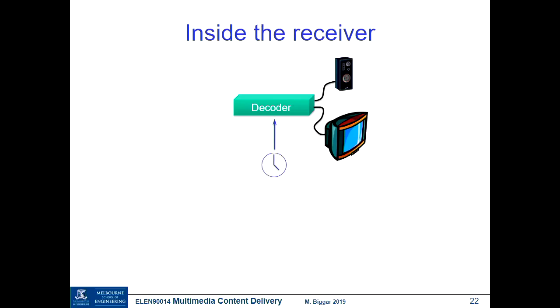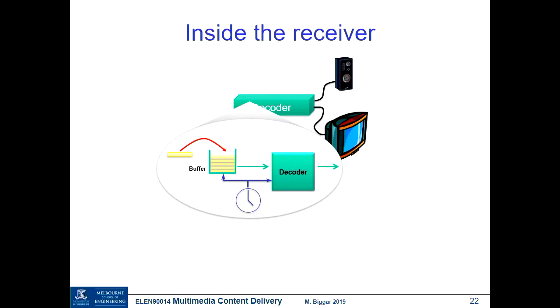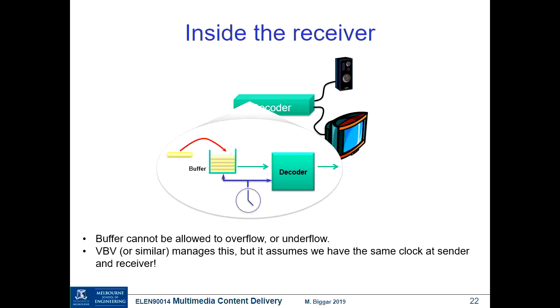So inside the receiver, what have we got? We know we've got some sort of a buffer there. We're receiving information and putting it in this buffer, and the local clock is deciding how fast we read, or the instant at which we read information out of this buffer. The buffer, I keep on saying this, can't be allowed to overflow or underflow. This VBV thing is managing it, but it assumes that the same clock is at the sender and the receiver.